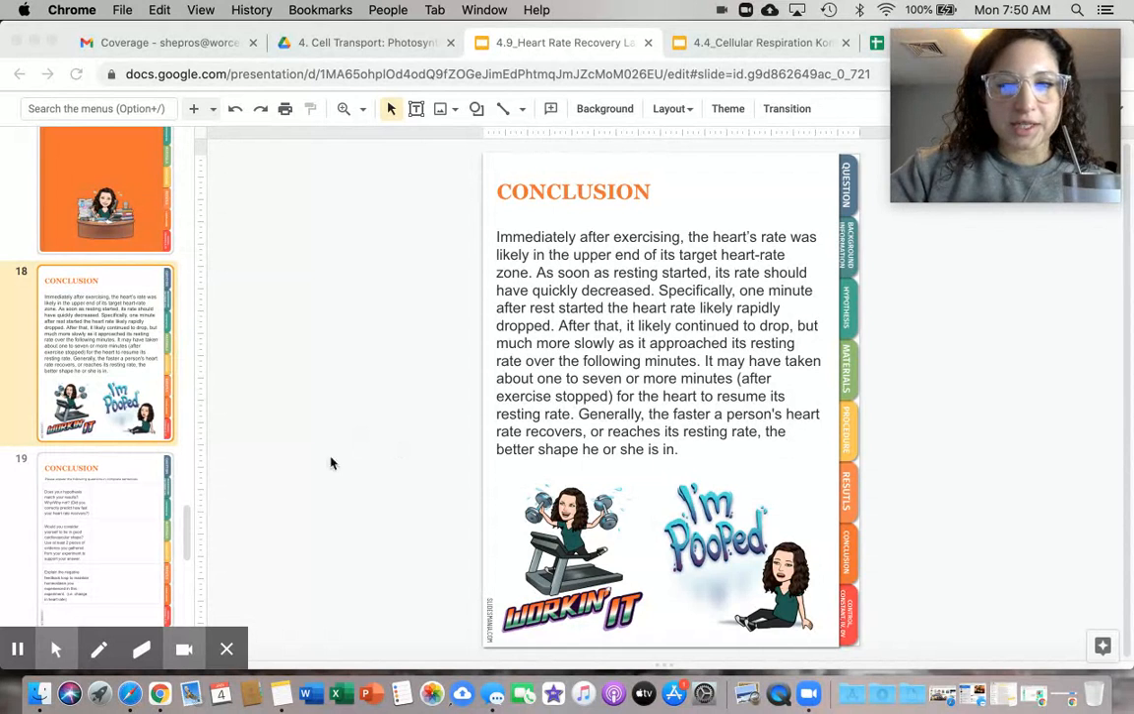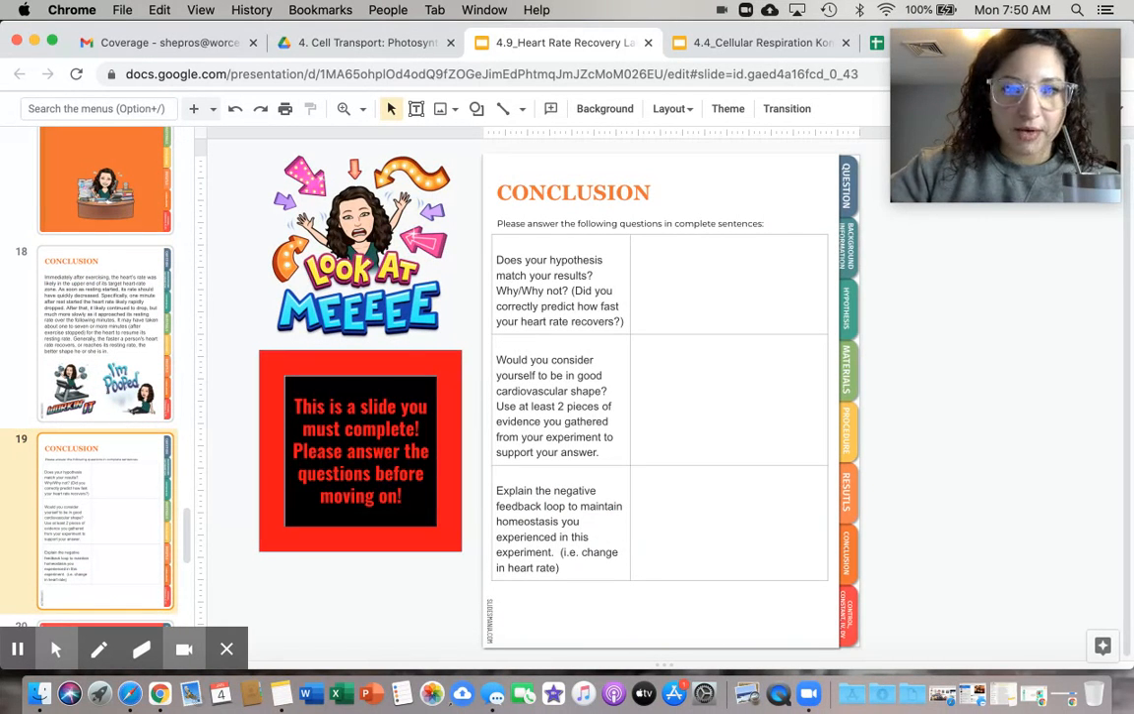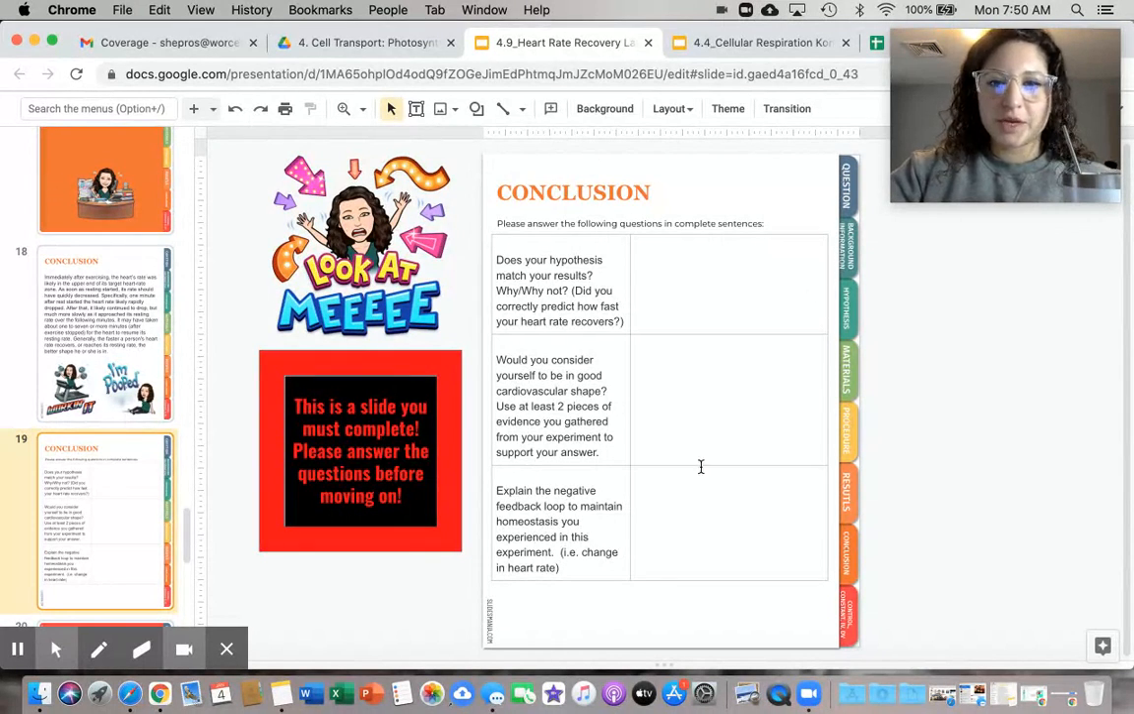about the circulatory system. So with that main idea in our heads, we're going to be answering a few questions for the conclusion. So in this chart over here, you're going to be typing your responses. And as a reminder, I am looking for these to be in complete sentences.